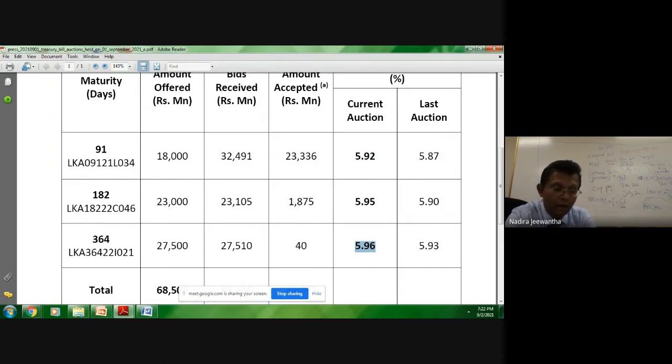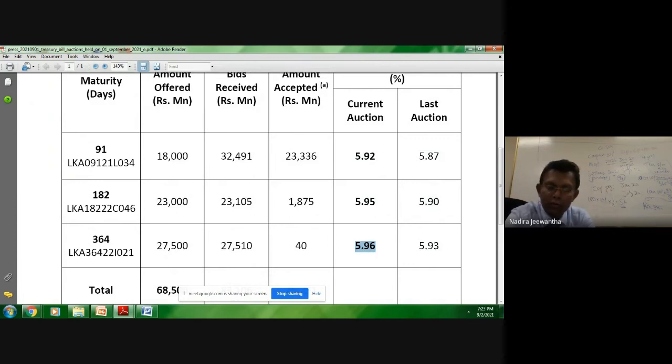And surprisingly, the central bank has increased the SRR by 2%. Before the revision, it was 2% SRR. Now they have increased it by 2%, so the SRR is now 4%. So for any rupee deposit you have, you have to keep 4% in the central bank. Earlier, you had to keep 2%. Now you have to keep 4%.